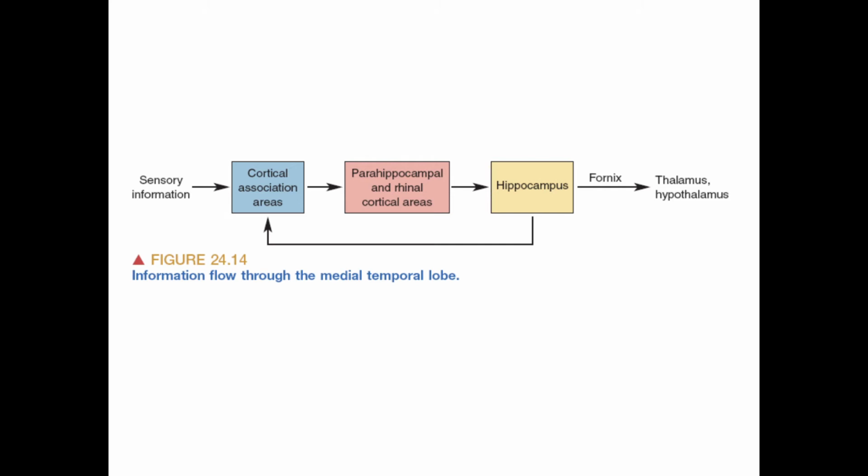Information is also shared with the thalamus and hypothalamus, the diencephalon. And then again, after the hippocampus, information goes back to cortical association areas, which means that perhaps memories are stored in cortical association areas, in the same areas that were activated when you perceived the stimulus in the first place. But in order to be stored and remembered, they have to go through this parahippocampal, rhinal, and hippocampus pathway. If they do not follow this pathway, they will never be stored and remembered later.